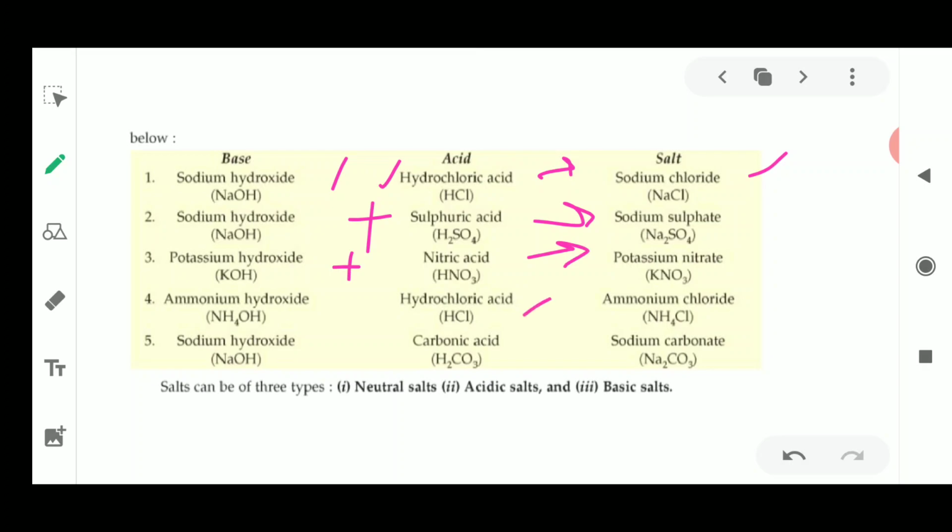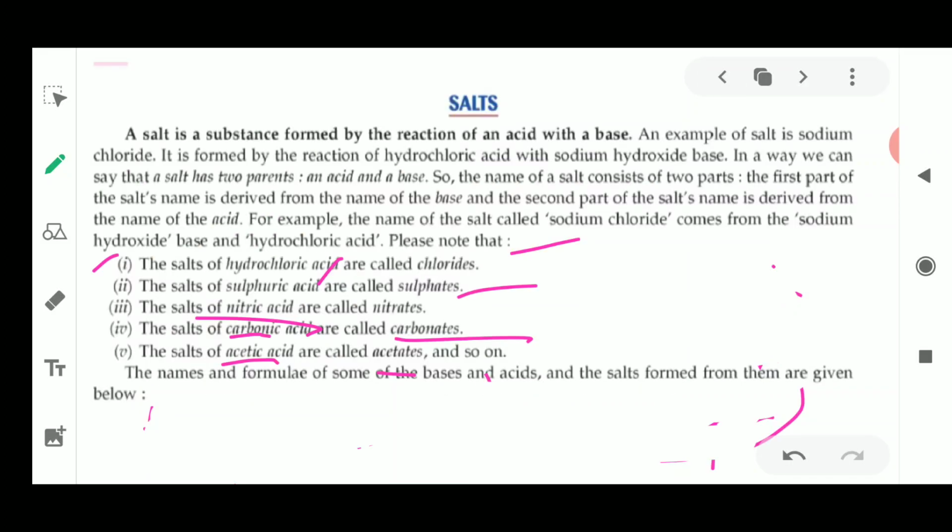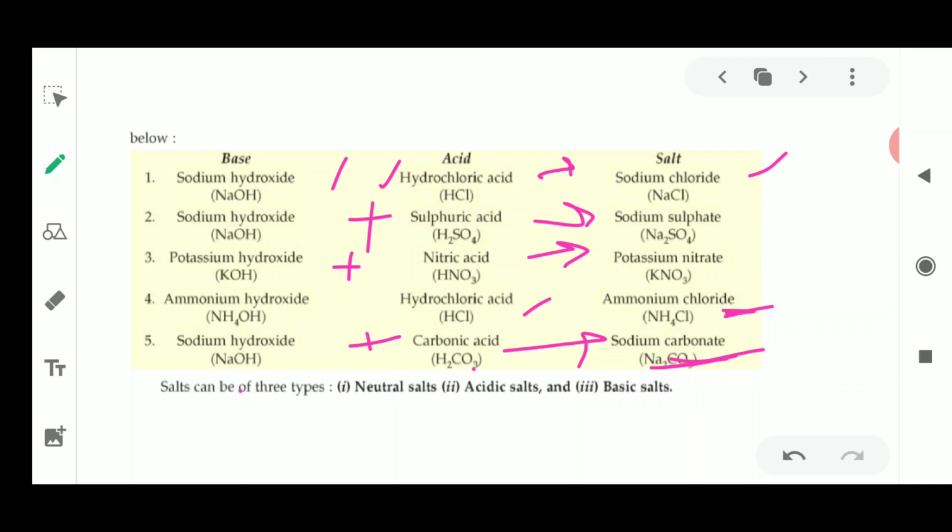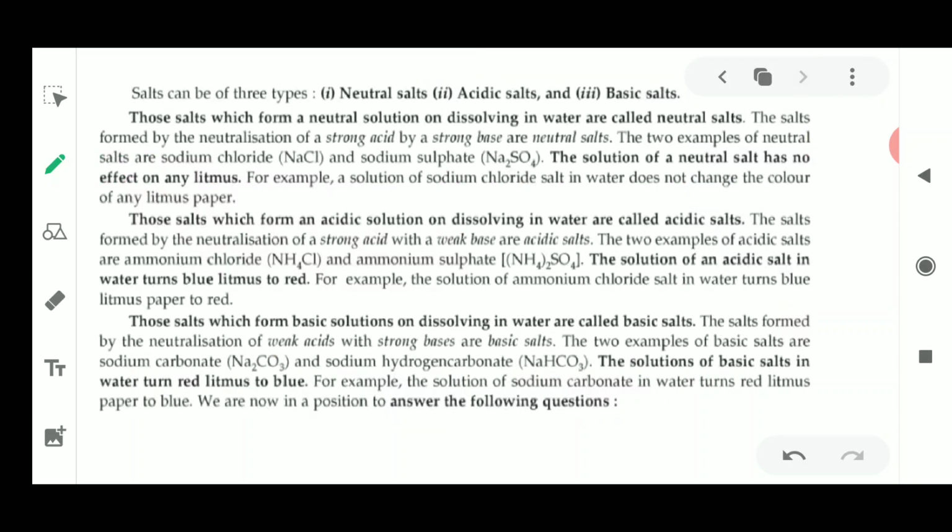Similarly, when hydrochloric acid is there, chloride is the salt. Similarly, when sodium hydroxide is added to carbonic acid, the salt formed is always named as carbonate, okay. So this was about the suffix which has to be added when salts are produced from acids. If strong acids are there, the salt is going to take the name of the acid, and if a strong base is there, then it is going to take the name of the base. Similarly, I just told you that salts are of three types: neutral salts, acidic salts, and basic salts.